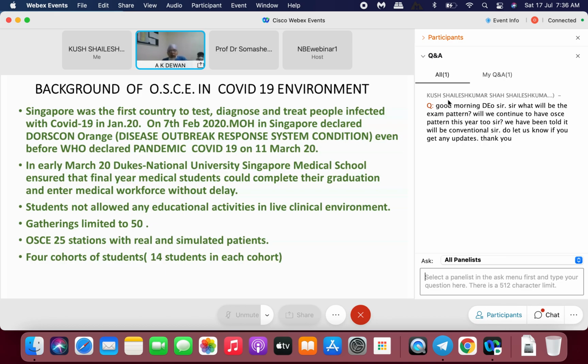And in early March 2020, Duke-NUS, the National University of Singapore Medical School, ensured that the final year students would complete their graduation and enter into the medical workforce without any delay. So they anticipated all the problems of the pandemic, and they wanted the students to clear their exam and join the medical workforce. So they were the ones to start with OSCE, and started with 25 stations with real and simulated patients. No gatherings were allowed. There were 4 groups of students and 14 students in each group.